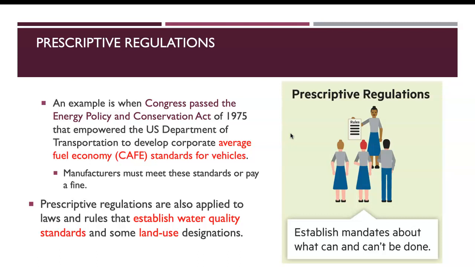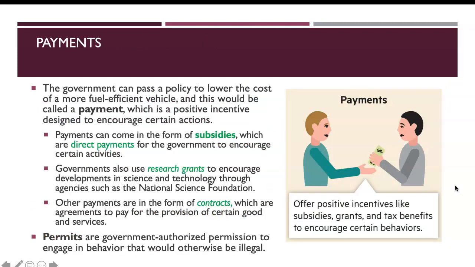Another example is the Energy Policy and Conservation Act of 1975. That serves the role of deciding the average fuel economy standards for vehicles. Prescriptive regulations also apply to laws and rules to establish water quality standards and some of the land use designations. I think that's quite straightforward to understand.